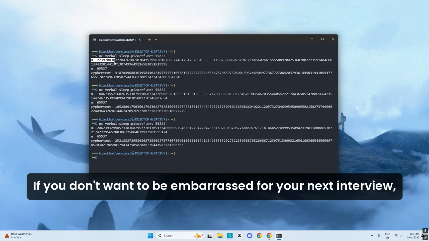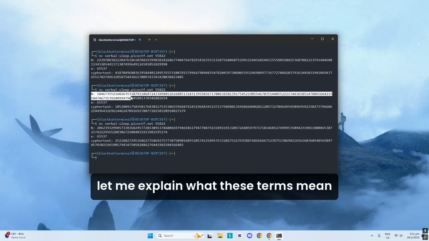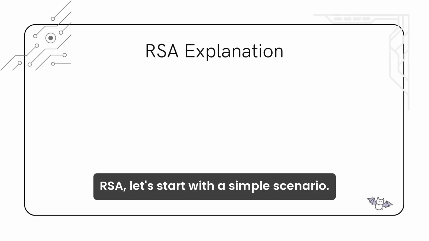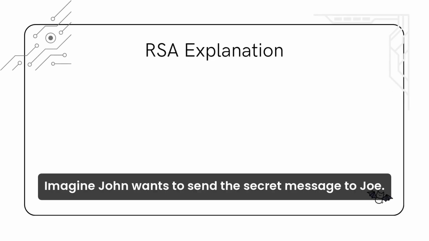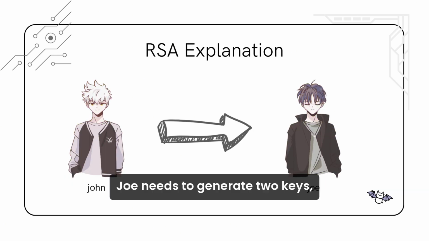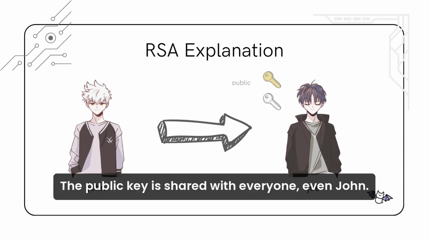If you don't want to be embarrassed for your next interview, let me explain what these terms mean and why it's a problem. To understand RSA, let's start with a simple scenario. Imagine John wants to send a secret message to Joe. For this to work securely, Joe needs to generate two keys, a public key and a private key. The public key is shared with everyone, even John.